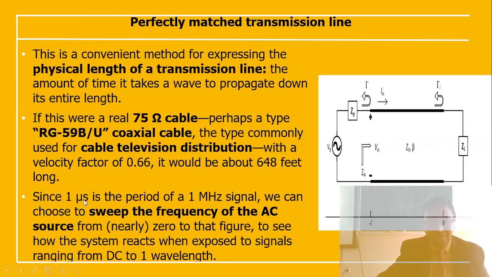Since 1 microsecond is the period for a 1 megahertz signal, we can choose to sweep the frequency of the AC source from nearly 0 up to that amount, exposing the signals from DC to one wavelength. This is the SPICE platform. You can place the elements, the source, the gate voltage, impedance, input current, and you can measure the reflection coefficient and the input impedance. We'll specify all these parameters and the conditions for the perfectly matched transmission line.